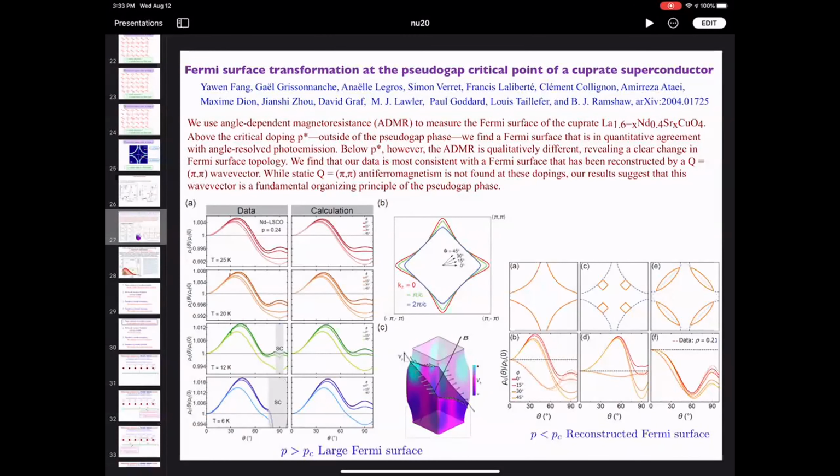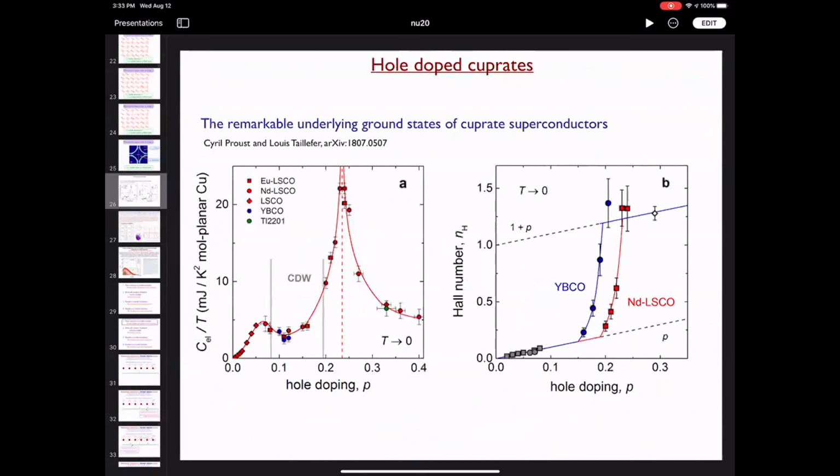Actually, I was wondering about the previous slide, the Hall measurement. The Hall measurement. Yes, that's also true there too. Okay. Though some of those Hall measurements are in YBCO at 50 Tesla or something like that. Okay, got it. Thanks.